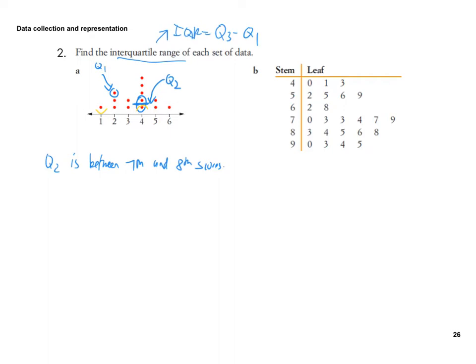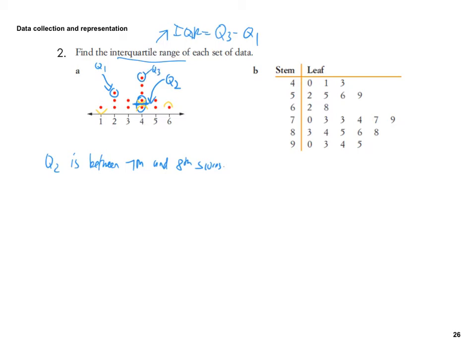And then my upper scores, my upper middle, is going from here to there. 1, 2, 3, 4, 5, 6, 7. 7 scores, divided by 2 is 3.5. I want the fourth score. So 1, 2, 3, 4. So which means my Q3 is actually right there.